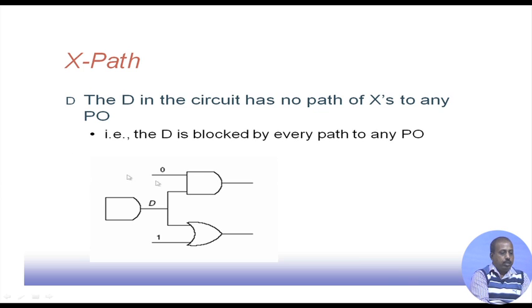Here the D in the circuit has no path of access to any of the primary outputs. You see there is a D that you want to propagate, but this input is already 0 and this input is already 1. So, this D cannot be propagated to any of the primary outputs. That is why I say that there is no X path to propagate this D to the primary output. So, D is blocked.